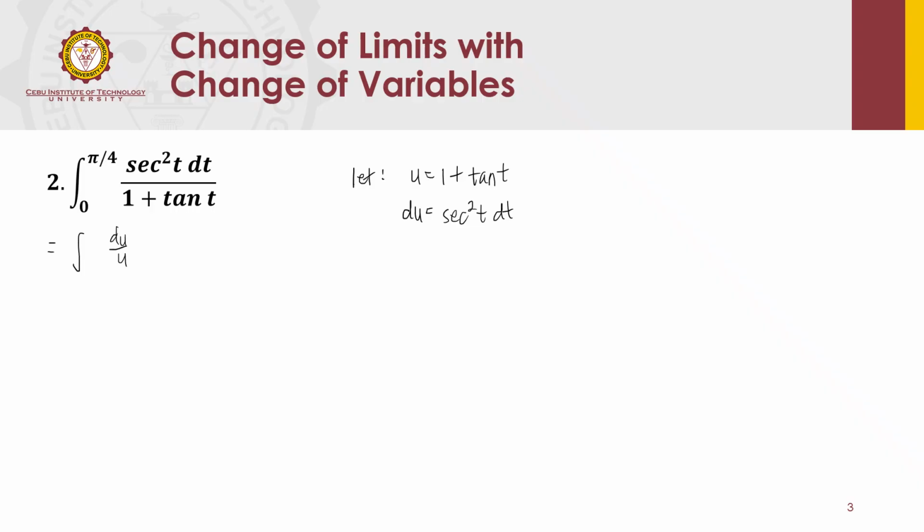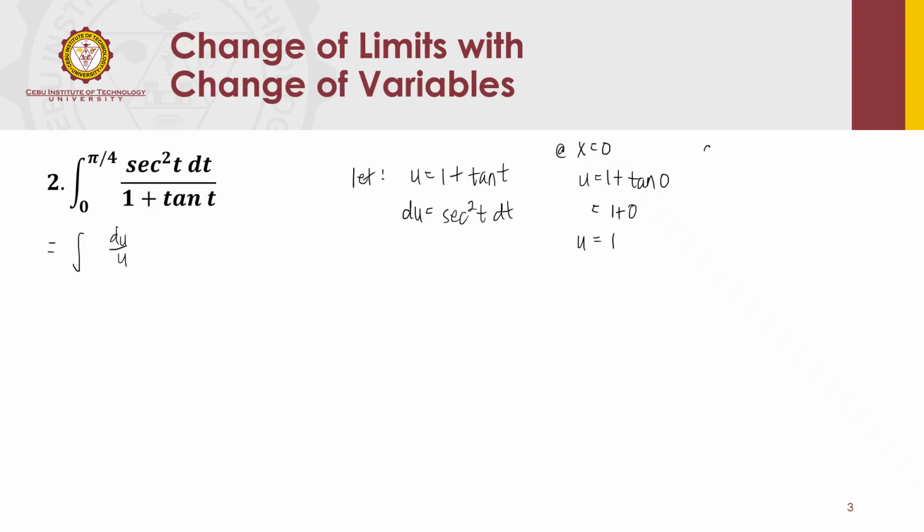So we are going to change the limits. From the lower limit 0, we solve for the new limit u, which is 1 plus tangent of 0. So tangent of 0 degrees is 0. Sine over cosine is equal to tangent. So sine of 0 is 0, right? So cosine of 0 is 1. So 0 over 1 is 0. So the new limit would be 1 plus 0, or 1, for the lower limit.